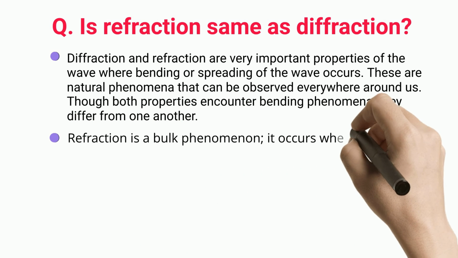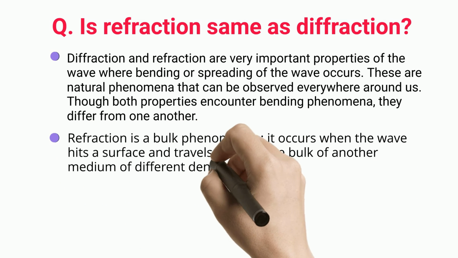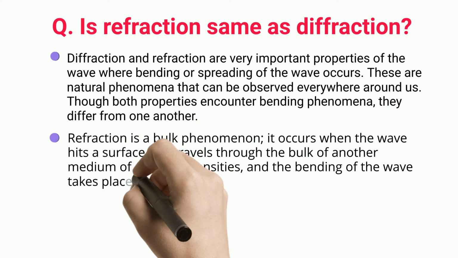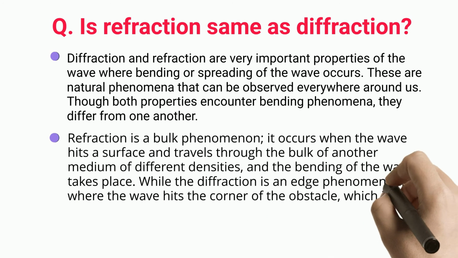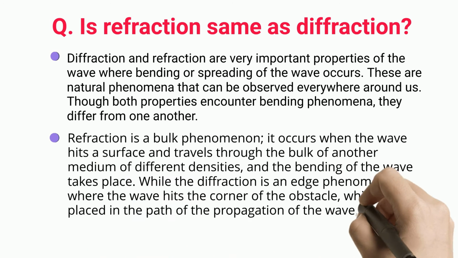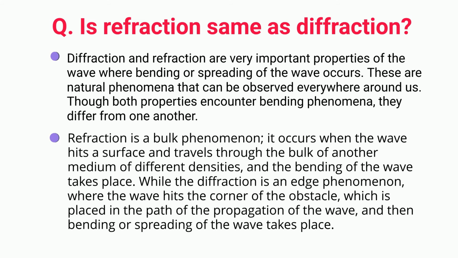Refraction is a bulk phenomenon. It occurs when the wave hits a surface and travels through the bulk of another medium of different densities, and the bending of the wave takes place. While diffraction is an edge phenomenon, where the wave hits the corner of an obstacle placed in the path of the propagation of the wave, and then bending or spreading of the wave takes place.